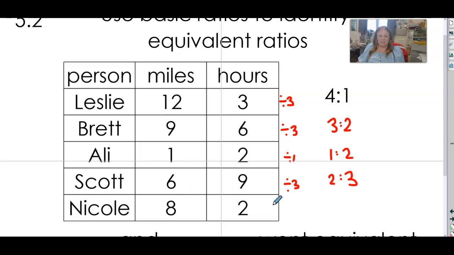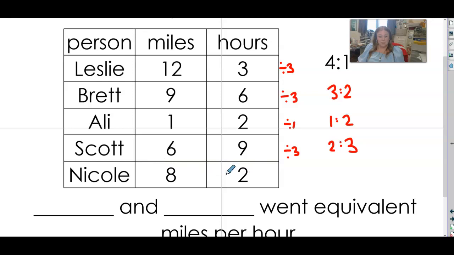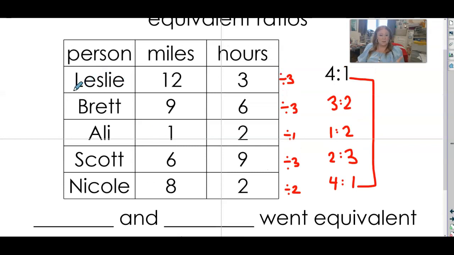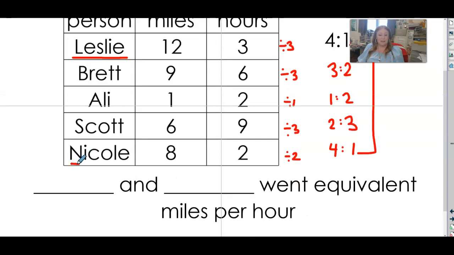So let's try 8 and 2. Can 2 go into them? Yes, it can. We're going to divide them both by 2. 8 divided by 2 is 4. 2 divided by 2 is 1. So I can see these two are the same. They go in the same order. So that is Leslie and Nicole. Leslie and Nicole went equivalent miles per hour.